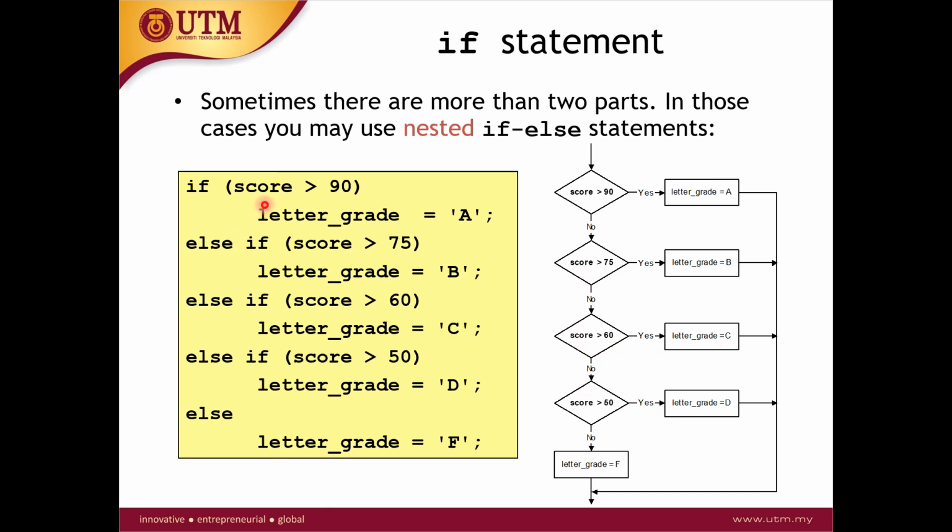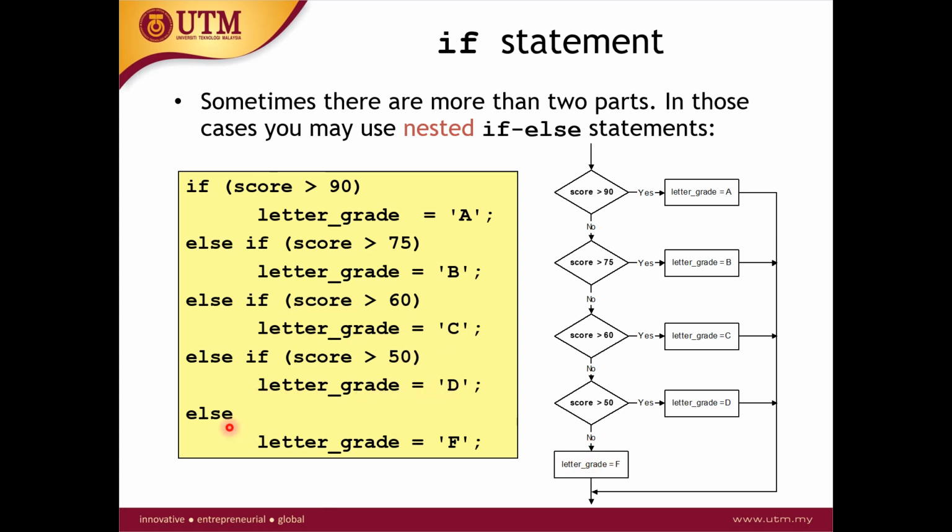So how can we implement it in programming? If the score is greater than 90, in the true part, letter underscore grade equals A. Else, we have to write if again. Why? Because we have another if statement here. We need to check for further values. You can say if score is greater than 75, the grade is going to be B. Else, if score is greater than 60, this is going to be executed. Else, if the score is greater than 50, this one is going to be executed.